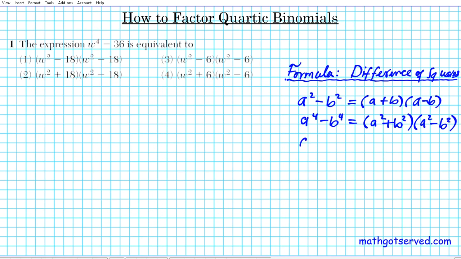Let's extend it further. How about a to the sixth minus b to the sixth? This is a square also. How do we know that it is a square? Any even power term is a square. Why? A square is a term where the power is divisible by 2. So when we square root these two, what we're doing in essence is dividing their powers by 2. So we're going to have a to the third plus b to the third times a to the third minus b to the third.